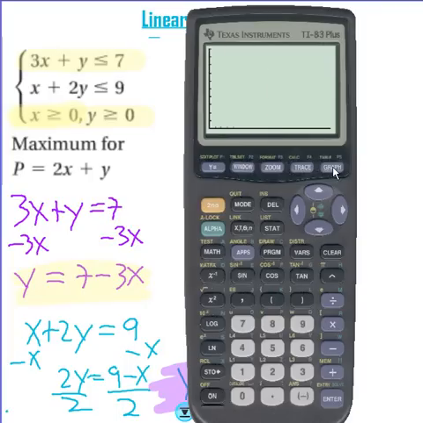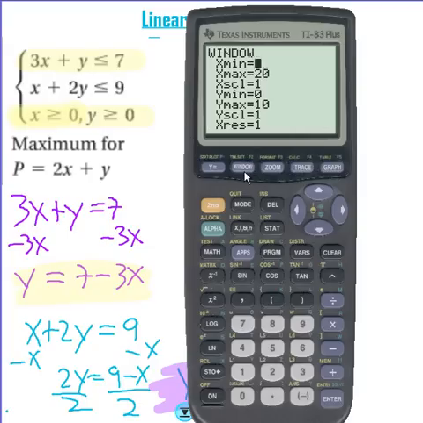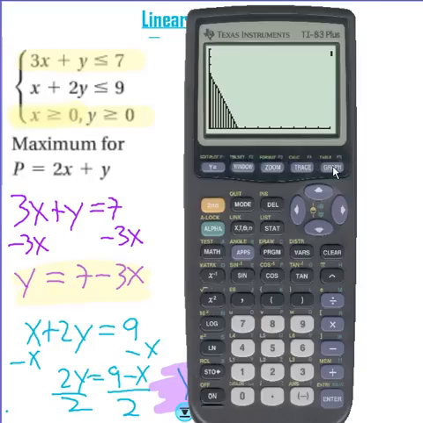Yeah, that's pretty steep there. There's the other one. Maybe I change it. Maybe I make my x maximum 10 instead of 20 and graph it. Again, you can change this however you like, as long as I can see everything, and I can.